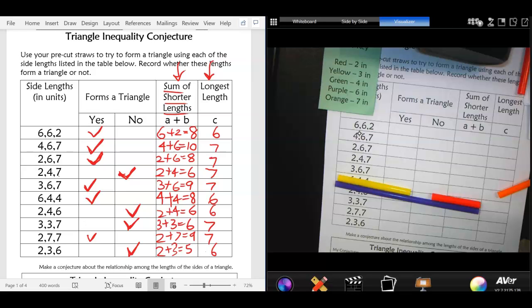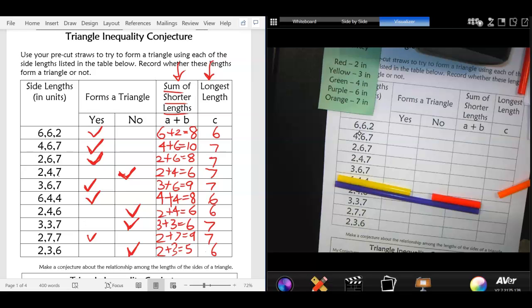Now, which one's bigger, 8 or 6? 8, right? So is everyone looking right here with me? On the first one, that was a yes. A plus B was bigger than C. What about the next one? Next one's yes. Is A plus B bigger than C? Yeah. What about the third one? Yes. Is A plus B bigger than C? So far, so good. You kind of see a pattern, right? What about the next one? No. 2 plus 4 is 6, and that is not bigger than 7.